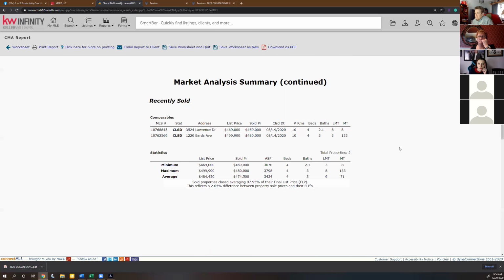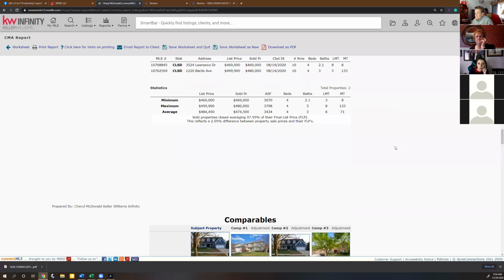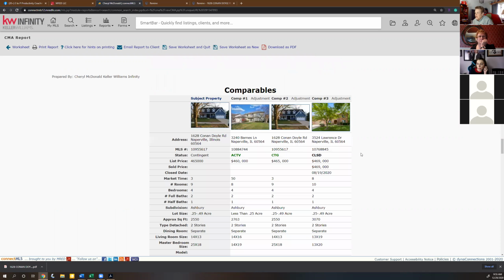It was in the market for 133 days. We also noticed that the list price to sales price ratio is 97.95%. Not great. They overpriced. They were priced... because we didn't go in and see what all these were originally listed for. We just know what they were listed for when they sold.